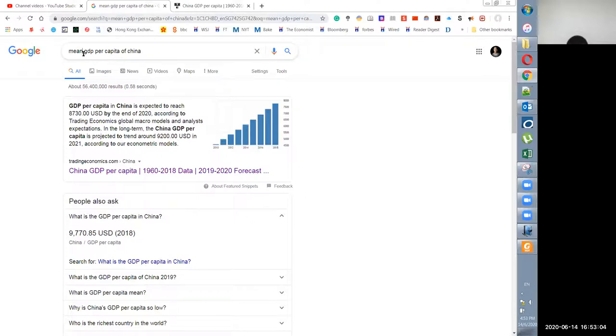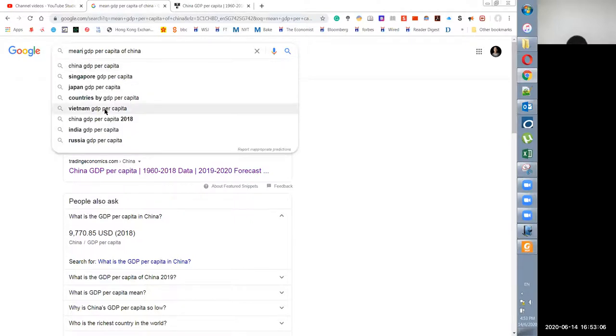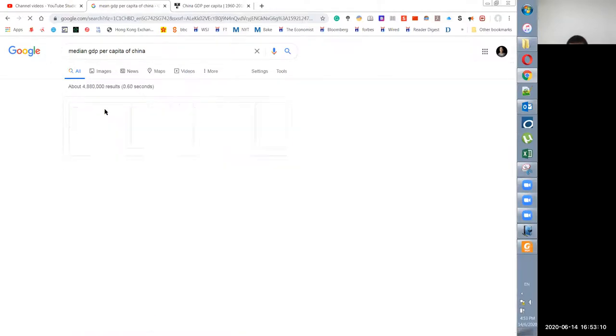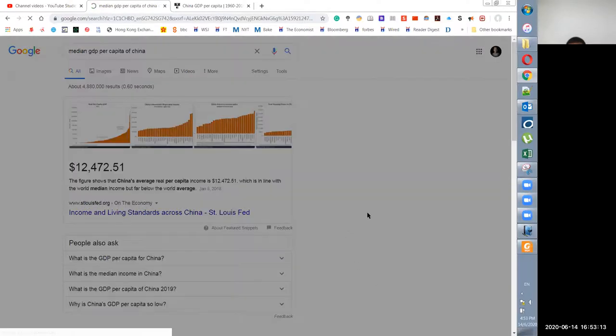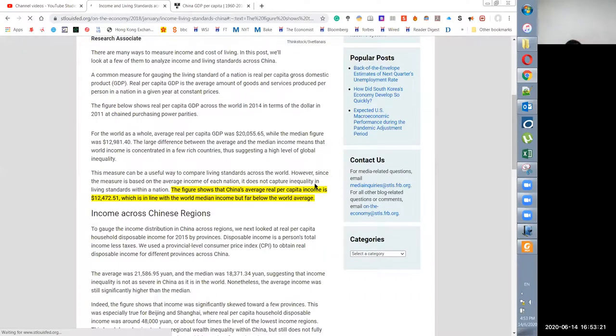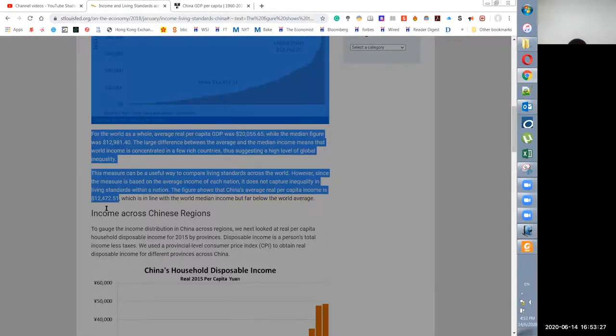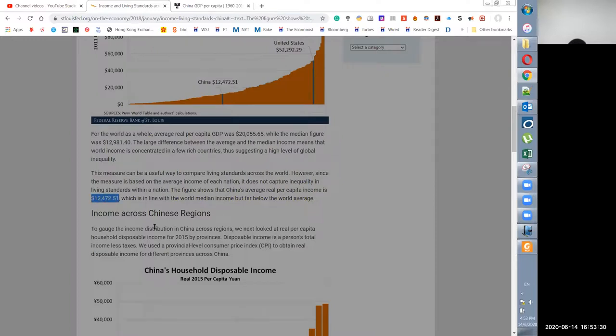So what's the median then? Let's take a look at the median. Do they provide the median? I'm not too sure if they provide it. Okay, let's click on this. The figure shows that China's average real per capita income is this. So this is the average. Okay, 12K. That's pretty decent.